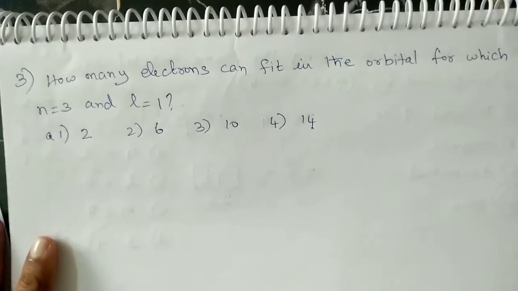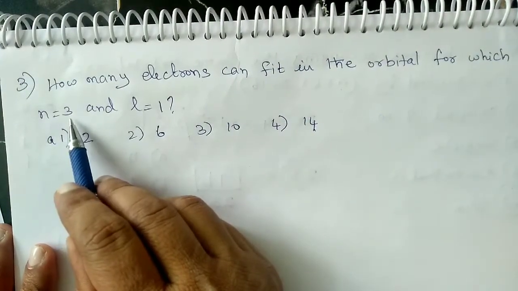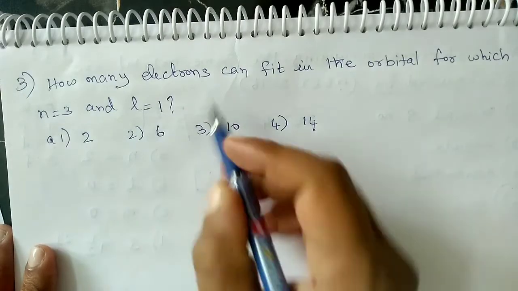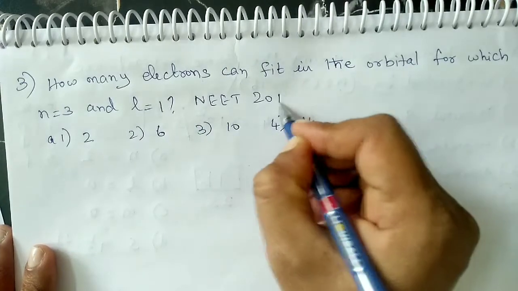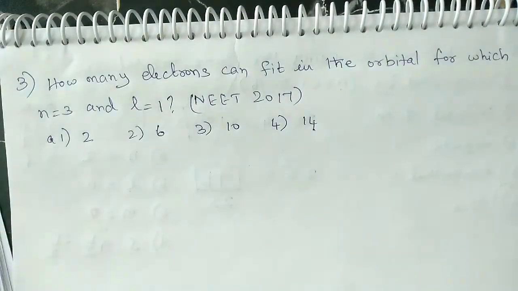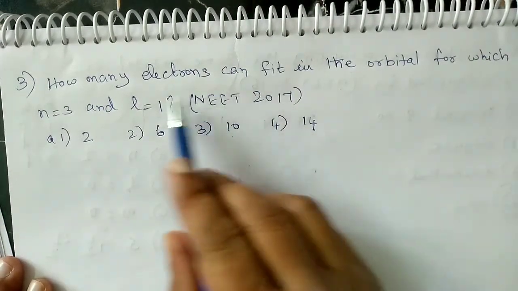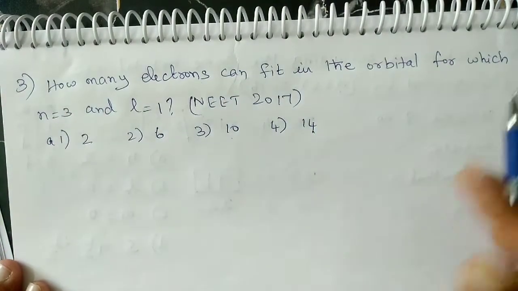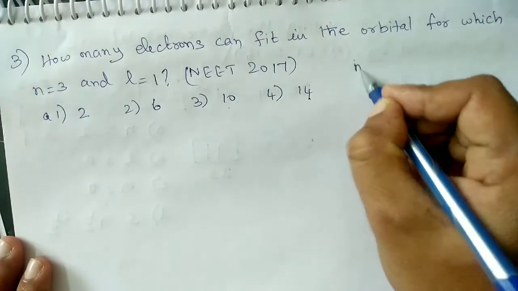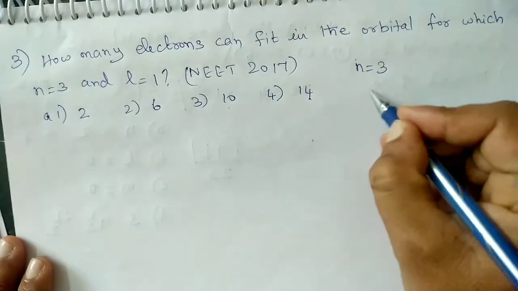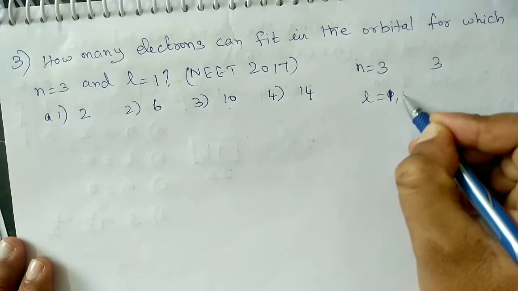Next question is: how many electrons can fit in the orbital for which n is equal to 3, that is, the principal quantum number is 3 and the azimuthal quantum number is 1? It is a NEET year 2017 question. The options are 2, 6, 10 and 14. How many electrons can fit in the orbital for which n is equal to 3 and l is equal to 1? We know that the principal quantum number n is equal to 3, and l is equal to 1 indicates the p orbital.